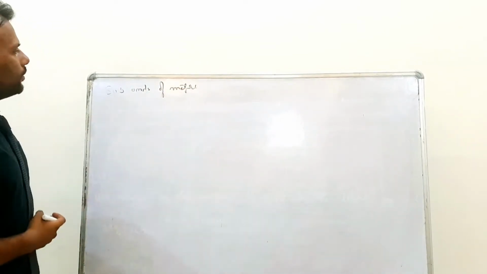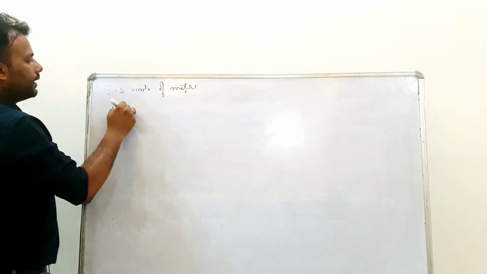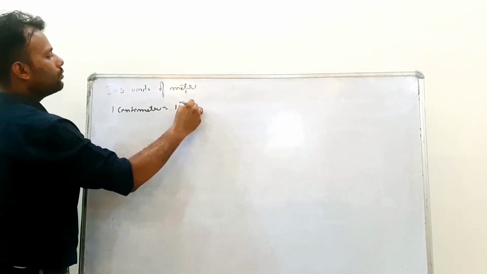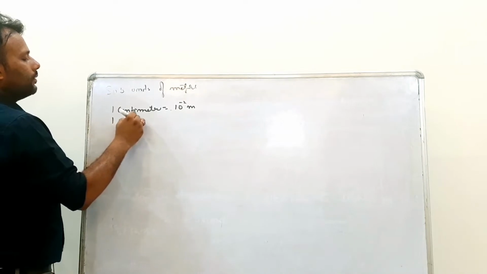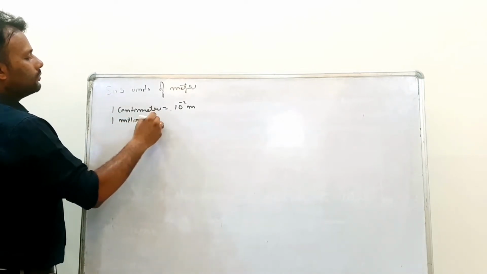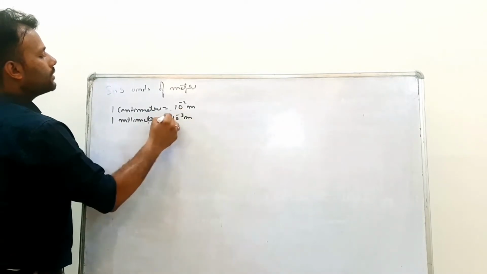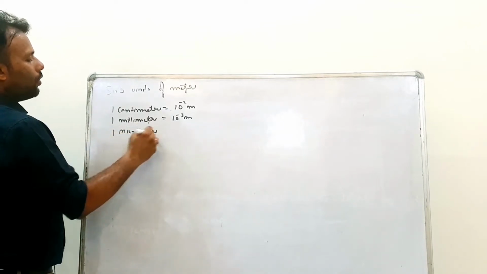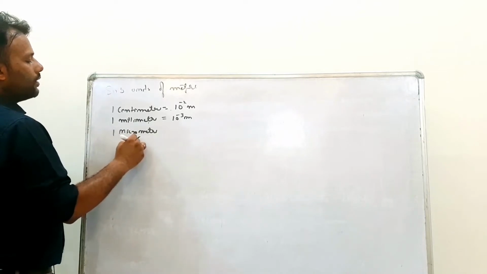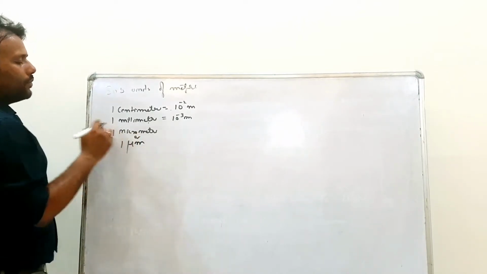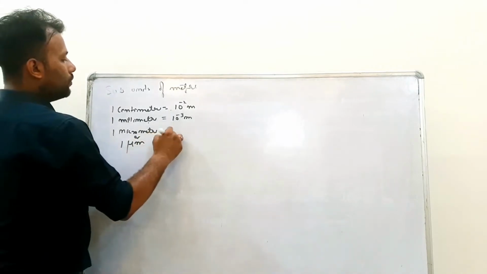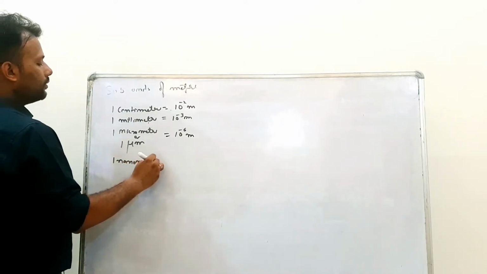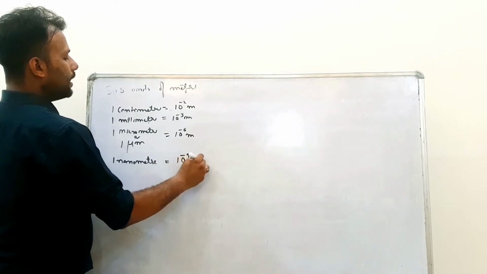Let's talk about some smaller subunits. For example, you know 1 centimeter is equal to 10 to the power minus 2 meter. 1 millimeter is equal to 10 to the power minus 3 meter. 1 micrometer, or we also say it is 1 mu, and mu is called micron. It is equal to 10 to the power minus 6 meter. 1 nanometer is 10 to the power minus 9 meter.